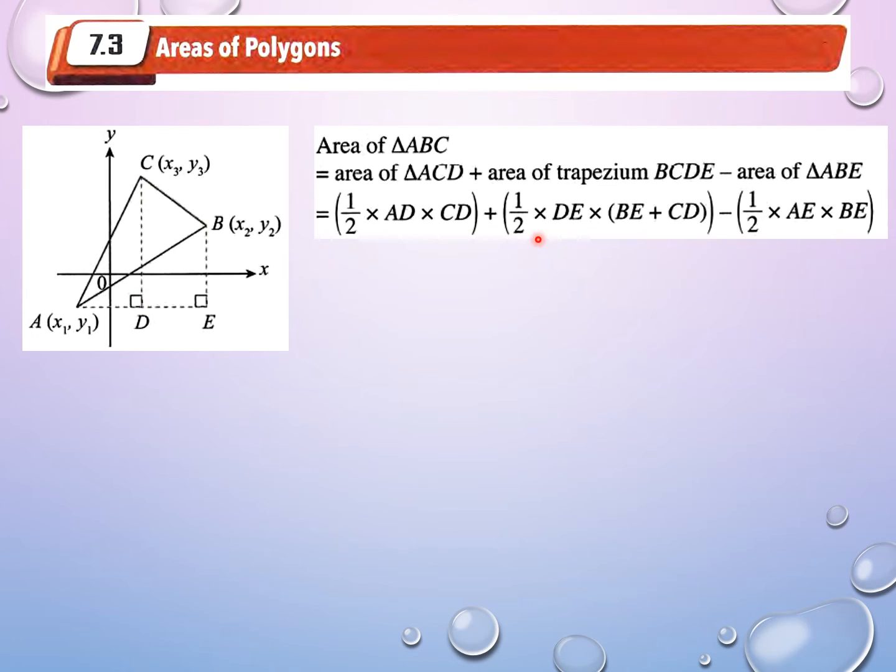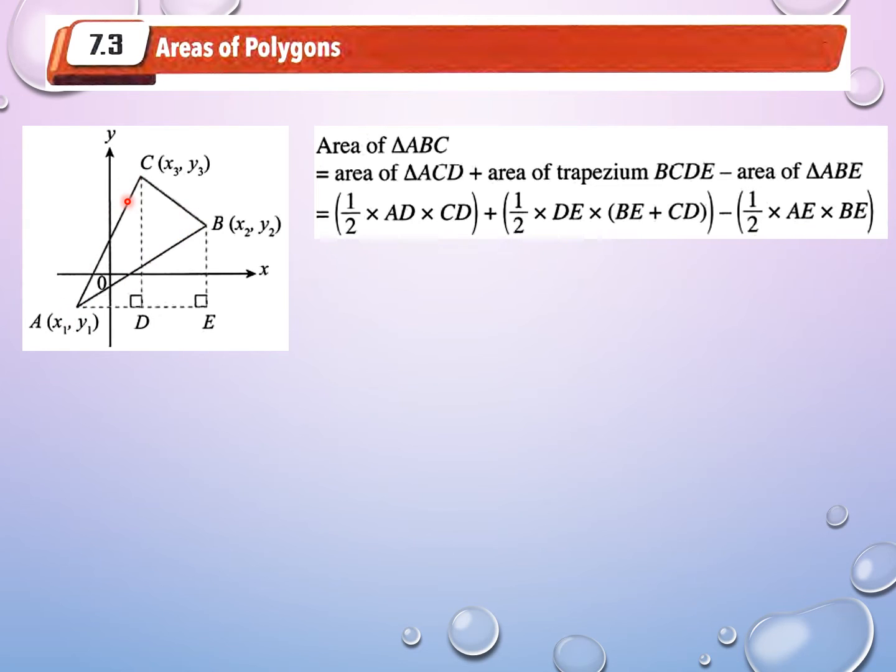Plus the trapezium. This is the formula for the area of a trapezium: half multiplied by the height, where DE is the height, and then multiplied by the sum of the lengths of the two parallel sides. BE and CD are parallel. If we have this formula, we can get the area of any triangle that is on the Cartesian plane.